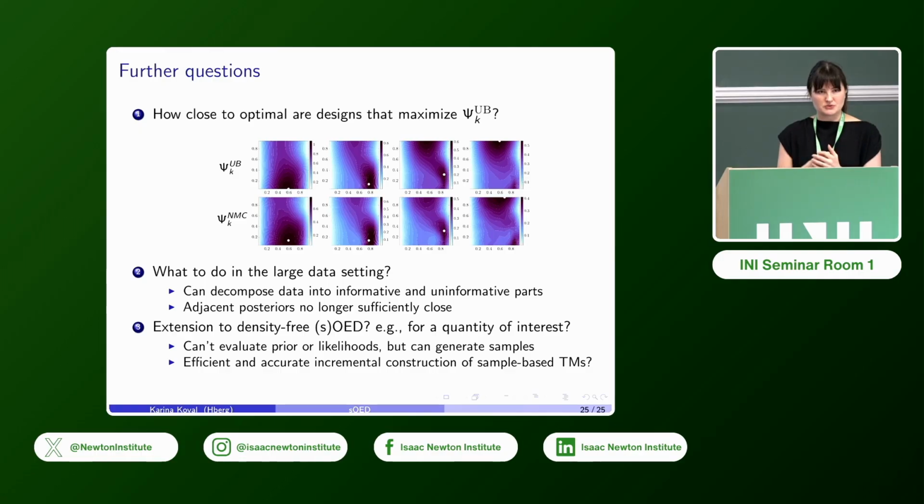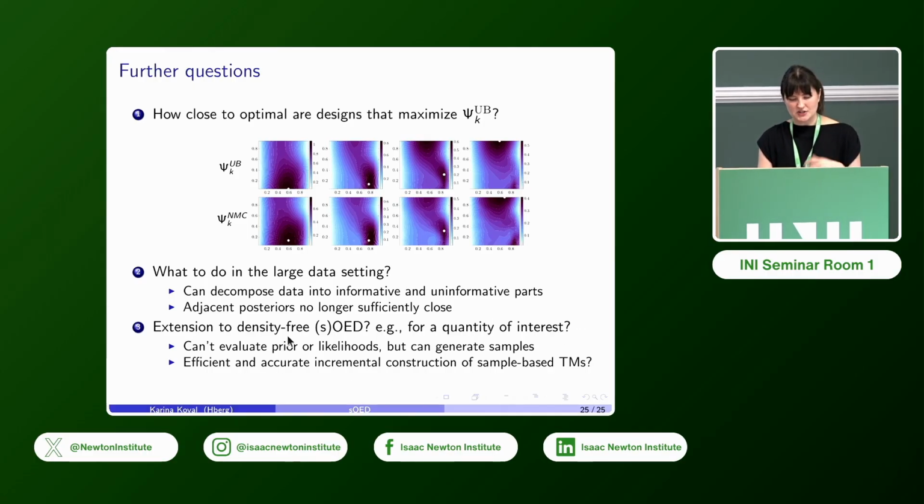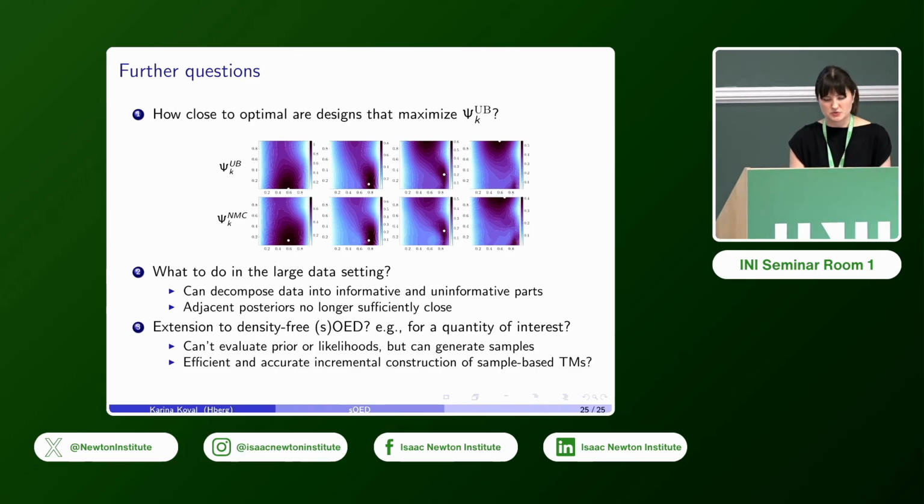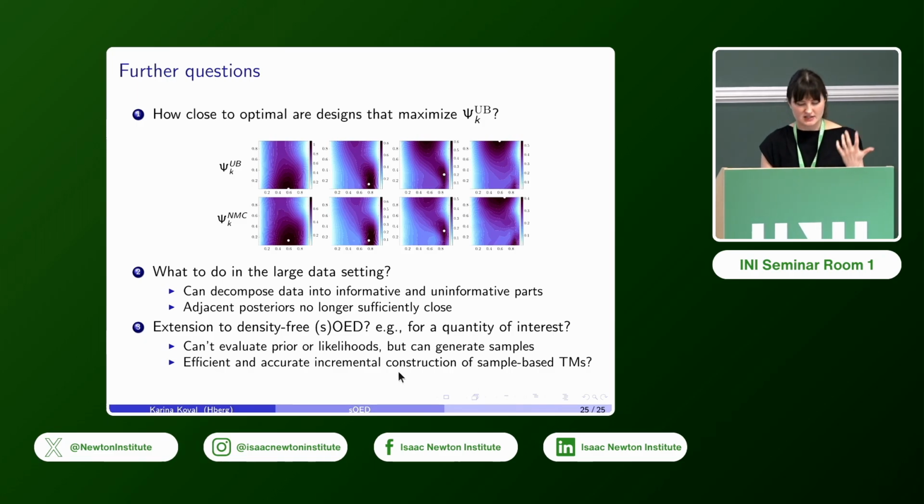We can also reduce the dimension, again, using these likelihood-informed subspace ideas, but the problem here is that our adjacent posteriors are no longer close enough to one another, so we might need better preconditioners there. And we're also very interested in extending these approaches to density-free sequential optimal experimental design. For example, if you have some quantity of interest that you're interested in. In these scenarios, you can't evaluate the prior nor the likelihood, but you can generate samples, and then you can use these sample loss-based approximations to these transport maps. How can we do this efficiently and accurately?